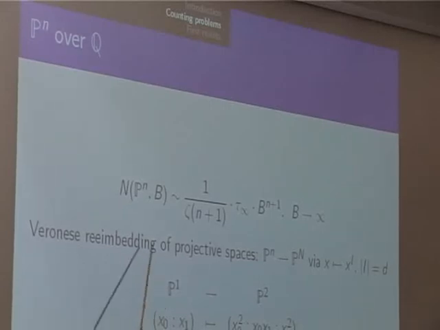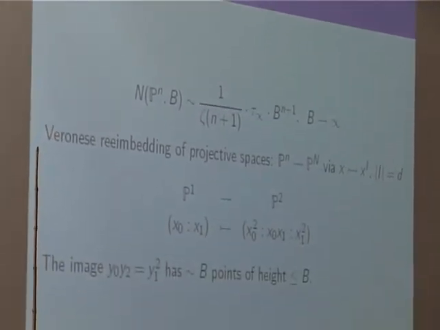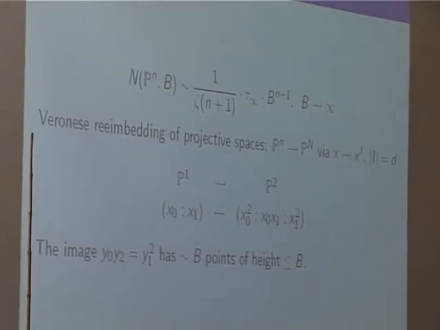And the height asymptotics will depend on these embeddings. In the standard embedding on P^1, you would have B squared points. In this embedding, you would have B to the 1 points. And in general, if you look at a rational curve of degree d in some projective space, the asymptotic will be B to the 2 over d.